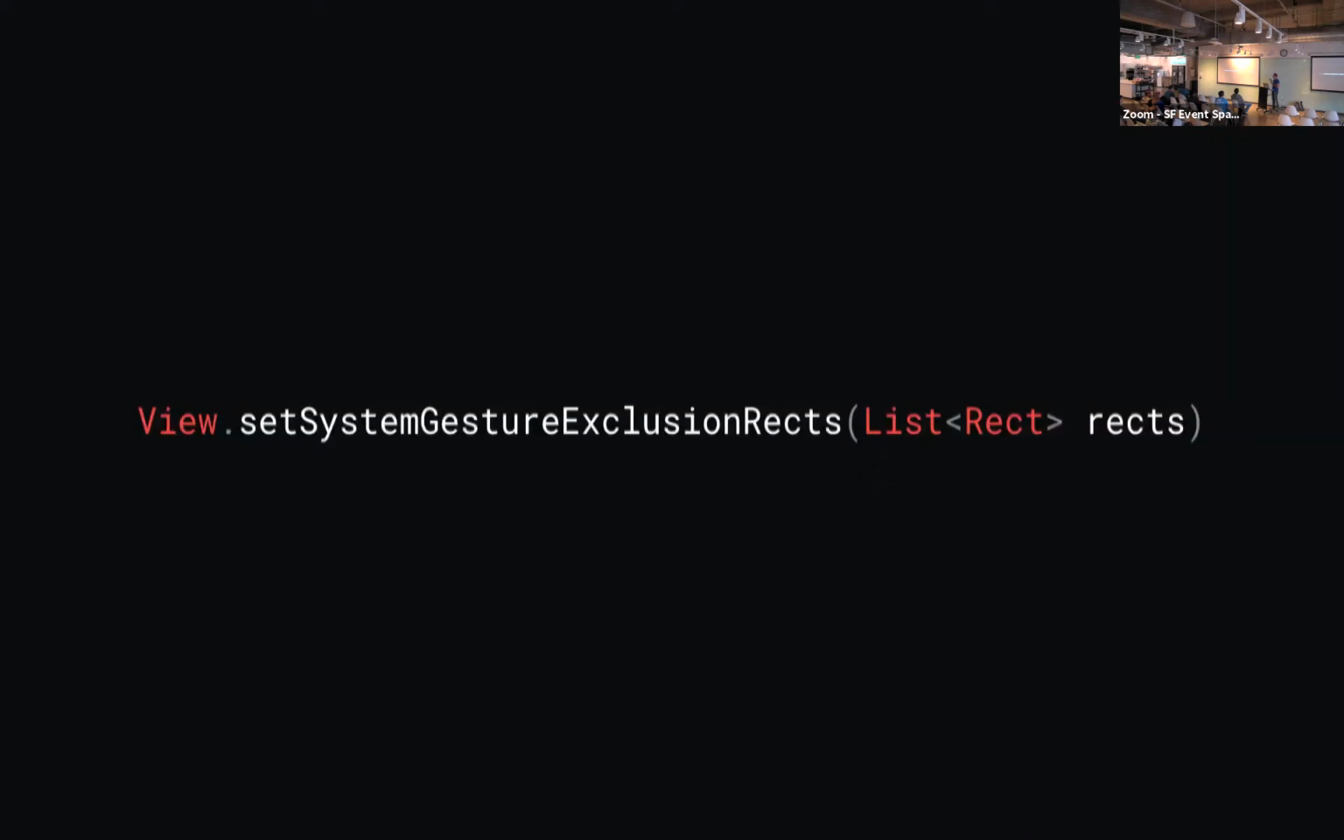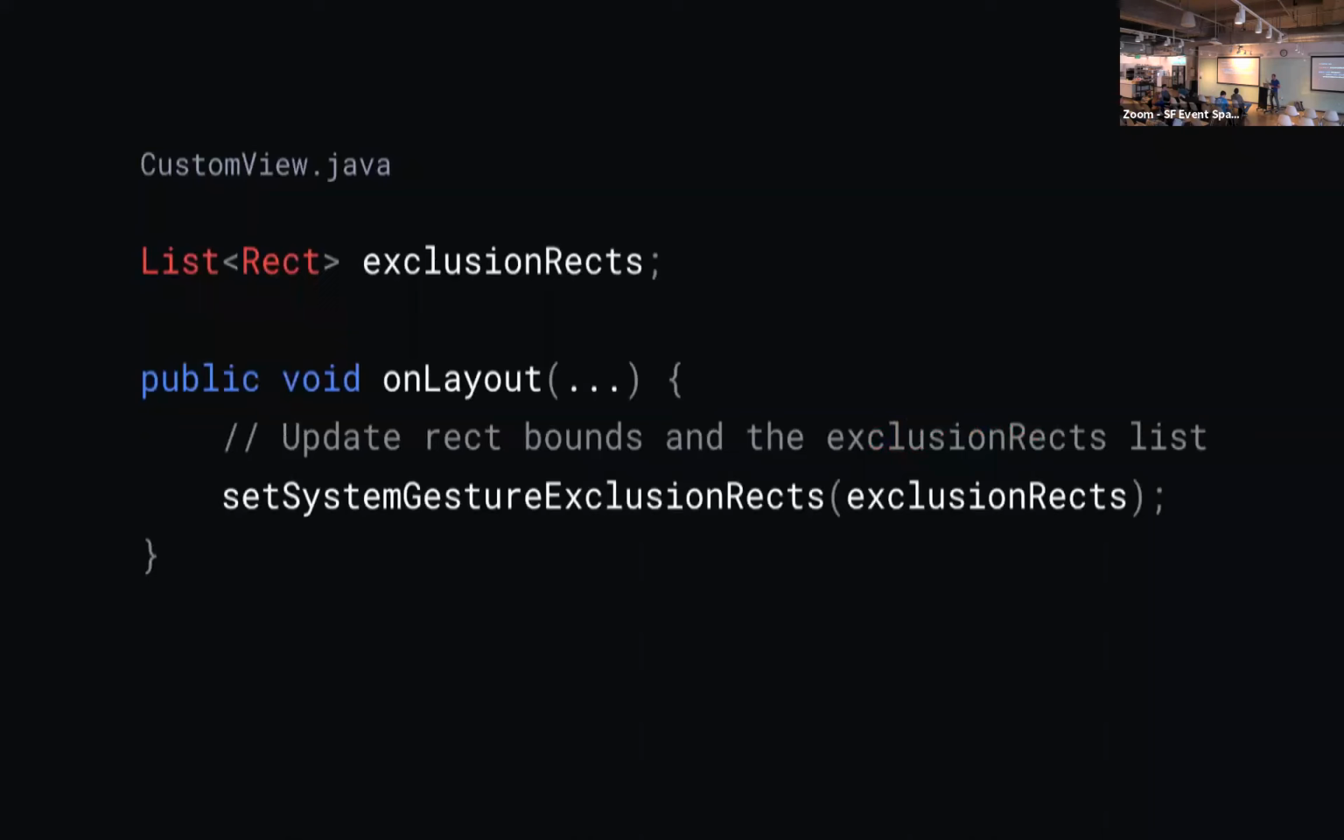But something you need to be careful while using this API is you don't want to opt out the whole edge, either left or right edge of the screen. This will create a non-consistent behavior with other apps and the system. So this won't be a very good use case. Once you set the rects which you want to exclude from the gesture exclusion areas, you need to call the set system gesture exclusion rects in either onLayout or onDraw of your view.